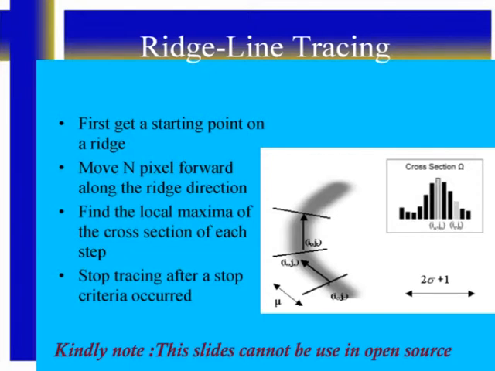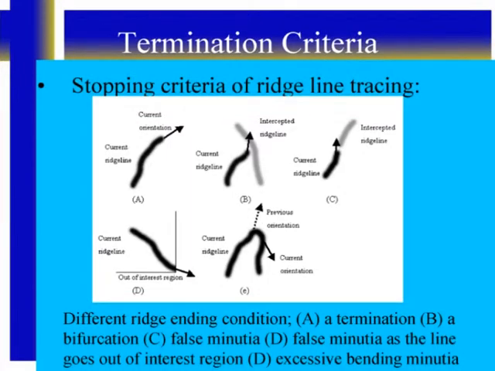There could be ridge line tracing. You take a starting point, move n pixels forward along the ridge direction, find the local maxima, and stop tracing after a stop criterion occurs. So this cross section of the ridge, you can sort of locate. How do you terminate? The stopping criteria for ridge line tracing could be any one of these.